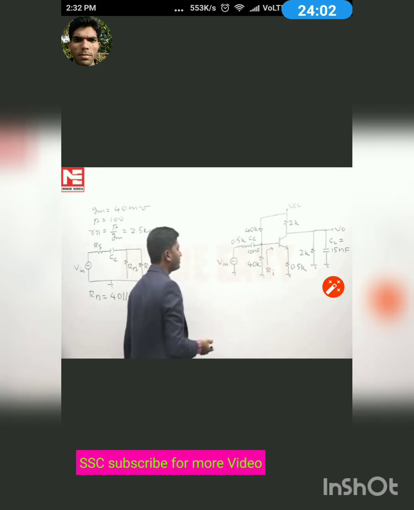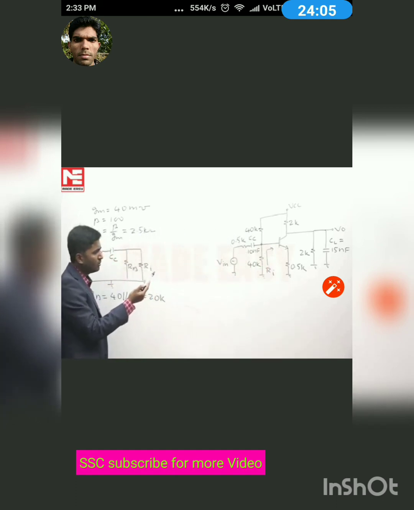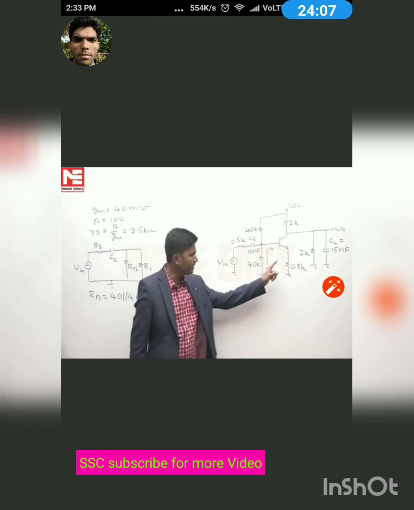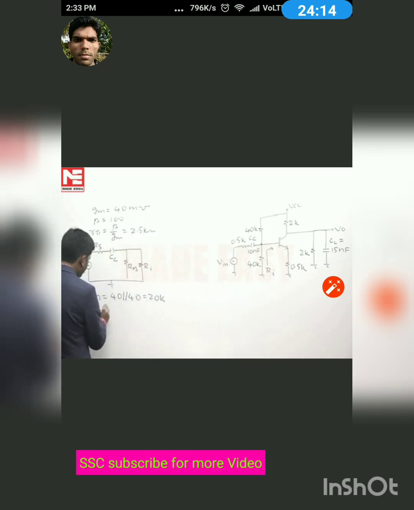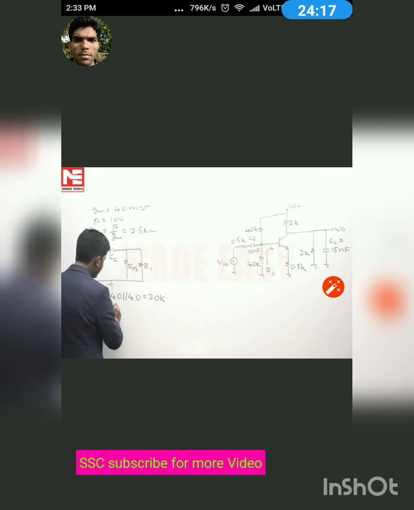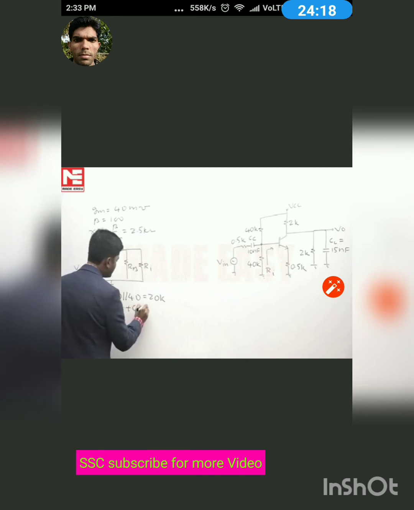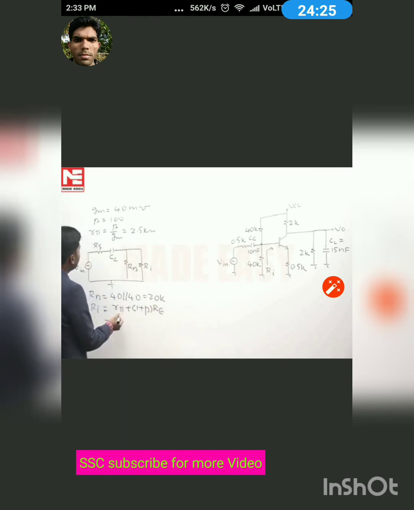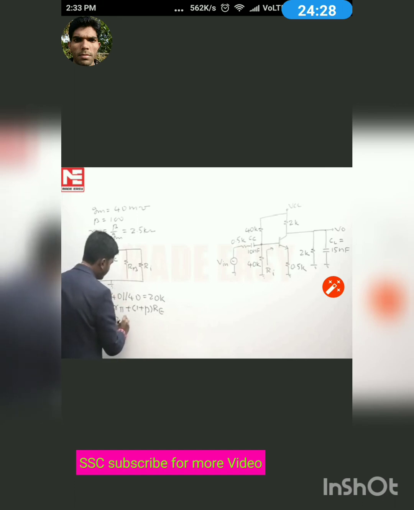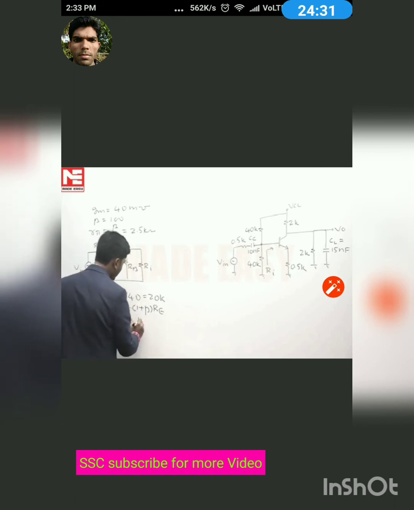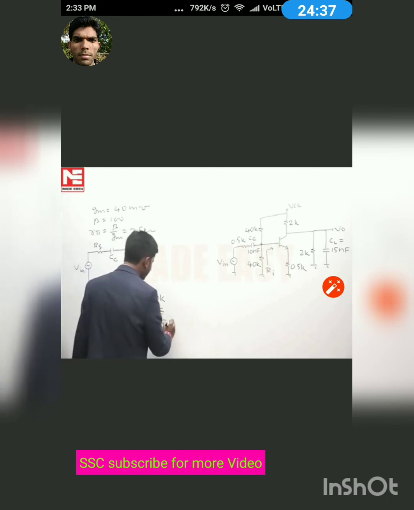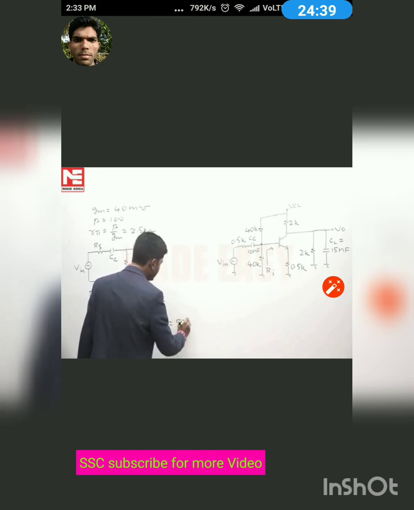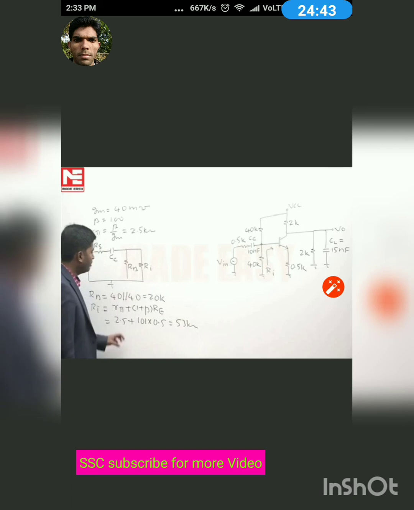Everyone knows from the small signal analysis of this common emitter amplifier, without bypass capacitor, that the input resistance will be equal to hie plus (1 plus hfe) into RE, or you may write it as r pi plus (1 plus beta) into capital RE. This can be calculated by putting in the data provided. r pi 2.5 kilo ohm plus (1 plus beta), that is 101, into RE 0.5. It will be 50.5 plus 2.5, that should be 53 kilo ohm. And then we can obtain the lower cutoff frequency.